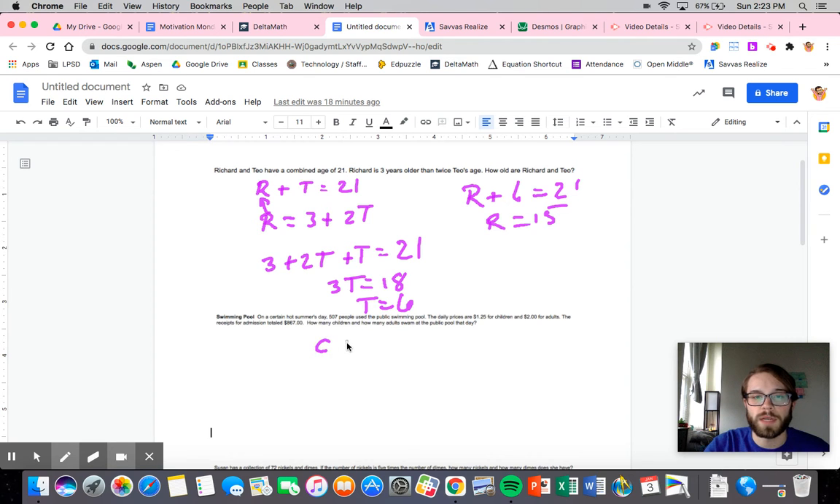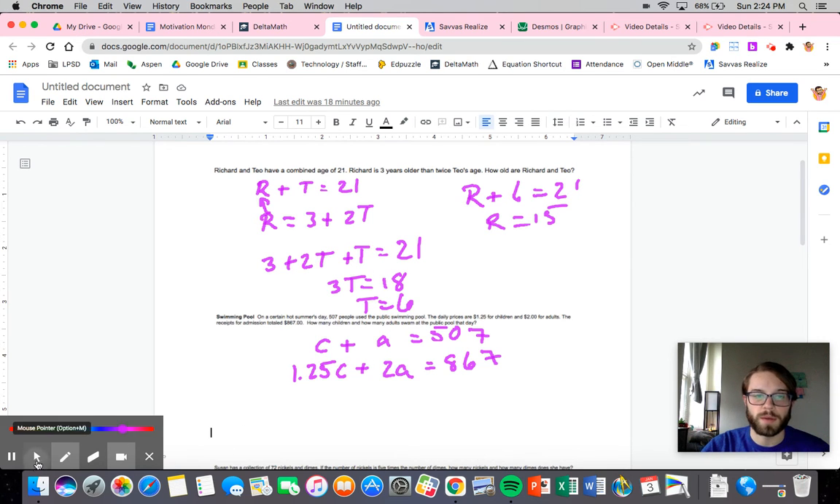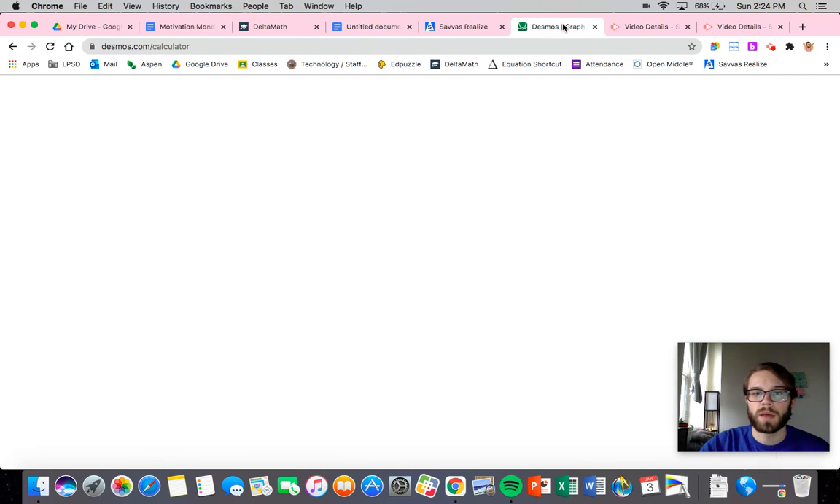So if we have children plus adults, that whole thing has to equal 507. We also are told about how much money each one costs. So it is $1.25 per kid, and then $2 for adults. That is equal to 867. Now, this is one where we could use substitution if we move things around, right? Alternatively, what can we do? Well, we can also plug it into Desmos.